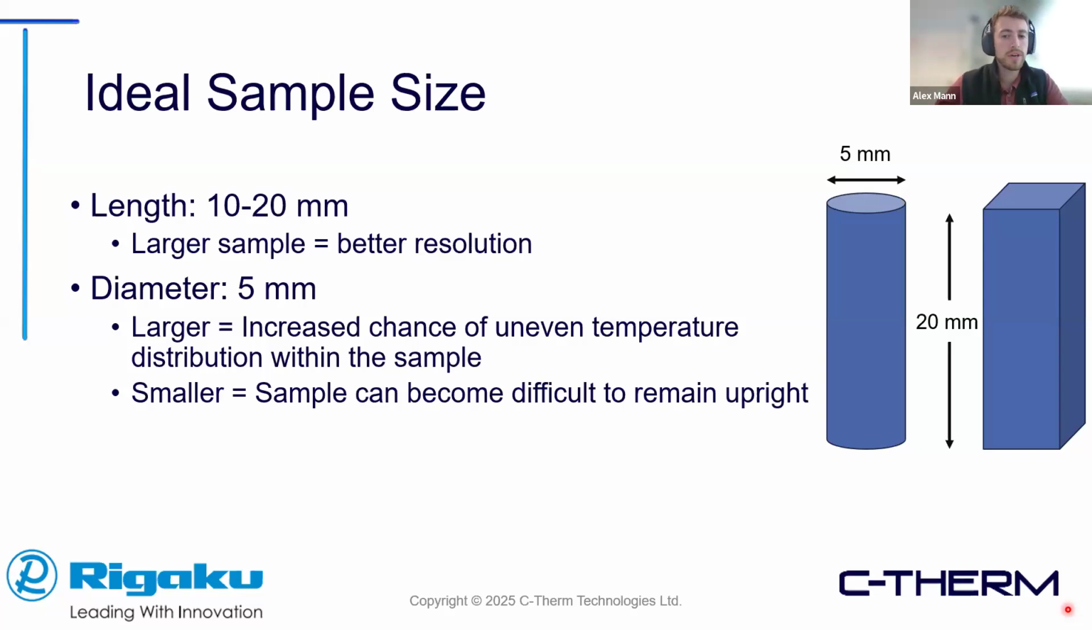Essentially, the larger sample size gives a better resolution. If the sample is larger, the expansion is a percentage, so it's going to be larger, and it's way easier to detect larger expansions than smaller expansions. That's why 10 to 20, with 20 being ideal. And then for the diameter, a larger diameter will cause the chance of an uneven temperature distribution. And lastly, smaller samples, you can go less than 5 millimeters diameter, but they tend to become unstable around there.